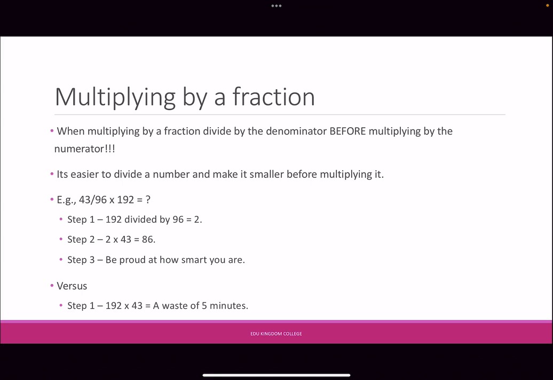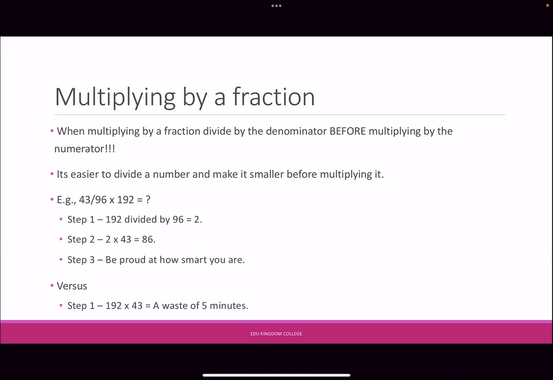When we multiply by a fraction, before we do anything, it's best to simplify first with fractions. That makes everything easier. But the key point I want to pass on to you guys today is to divide before multiplying, because it's always easier to work with smaller numbers than bigger numbers.